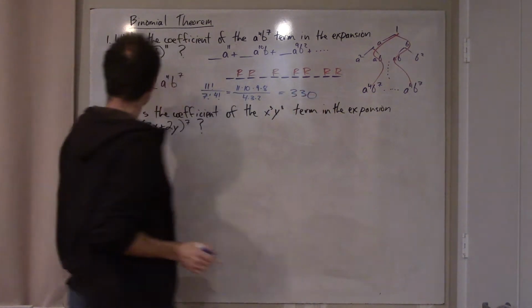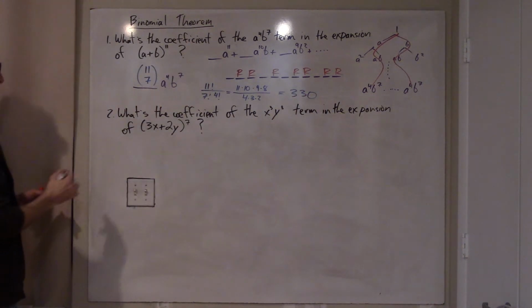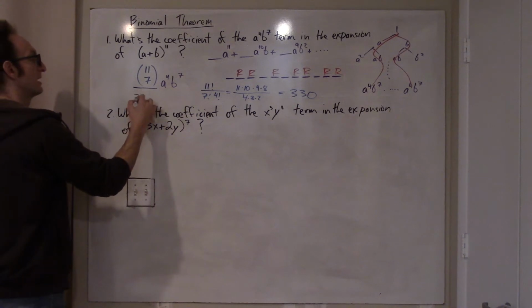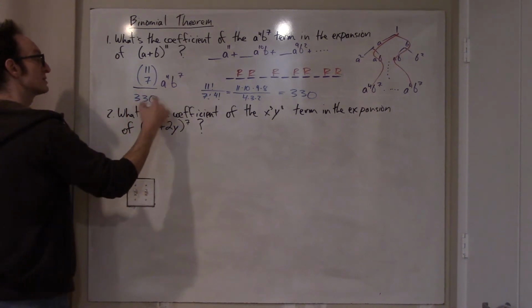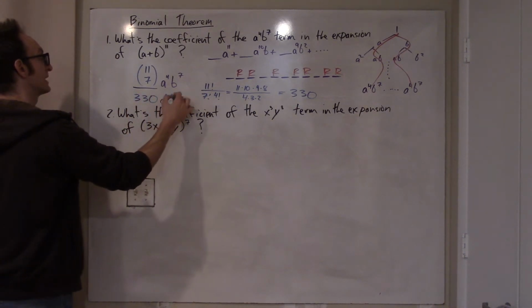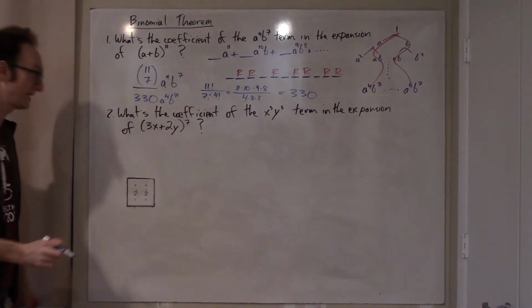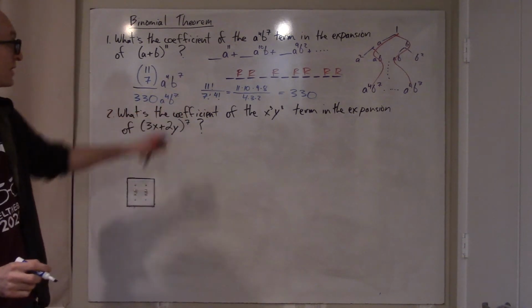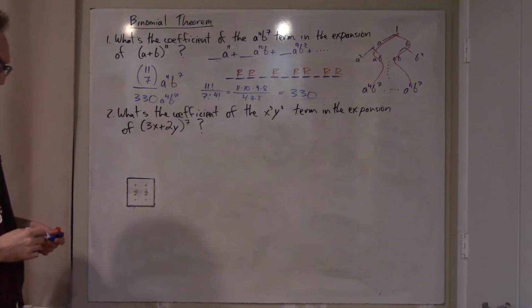So you know what, it really just wasn't that bad. And the answer is that the coefficient is going to be 330. And that's just one of the 12 terms in the expansion of (a plus b) to the 11th.